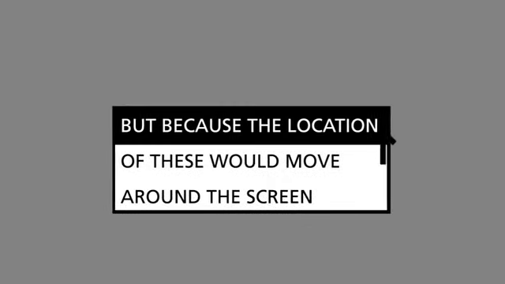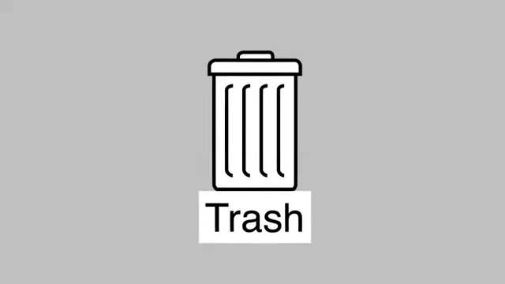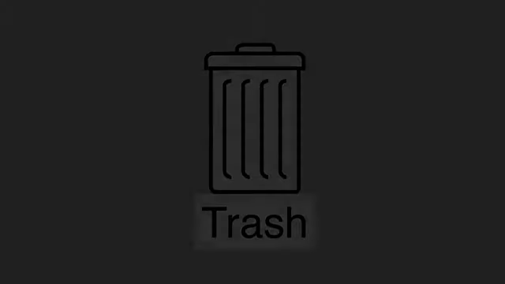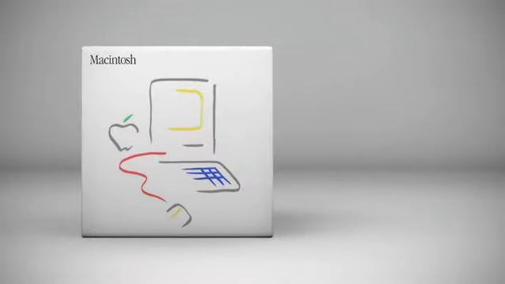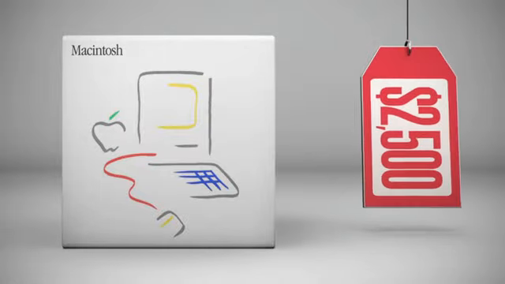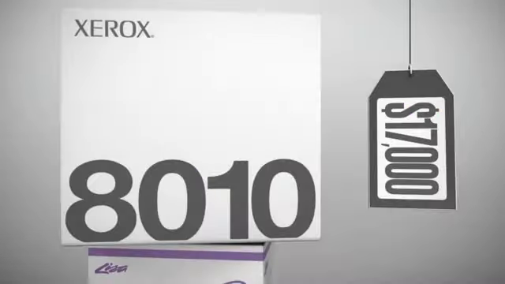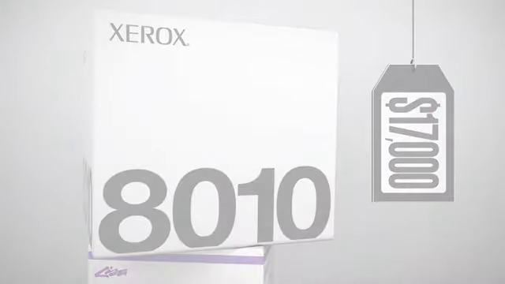The Star and the Alto both featured pop-up menus, but because the location of these would move around the screen, the user had to continually reorient. The Mac introduced the menu bar, which stayed in the same place no matter what you were doing. And the Mac added the trash can to make deleting files more intuitive and less nerve-wracking. And lastly, through compromise and clever engineering, Apple managed to pare the Mac's price down to $2,500. Still pretty expensive, but much cheaper than the $10,000 Lisa or the $17,000 Star.